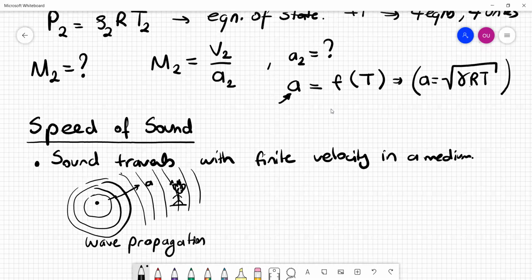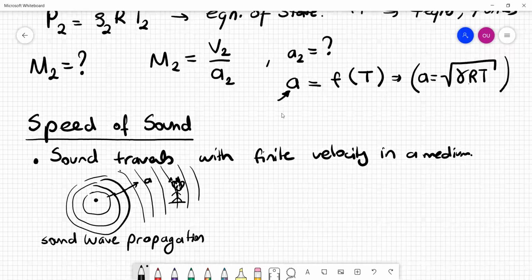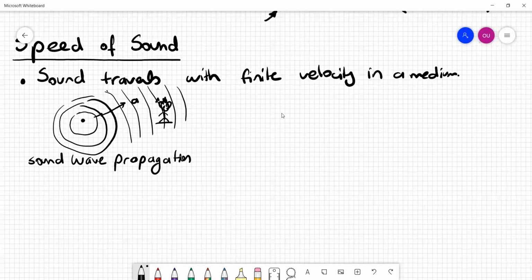So this, let's say sound wave propagation, because wave propagation is general. We are not talking about electromagnetic wave propagation. We are talking about sound wave propagation. So this happens with the speed of sound anywhere. Any disturbance that you create in air will be propagated with the speed of sound. Now, let's see what else.